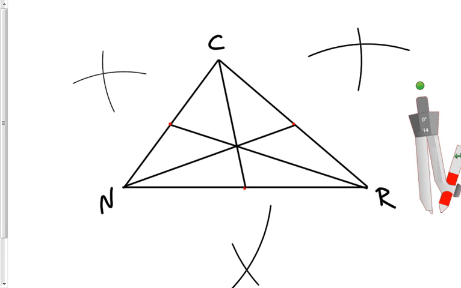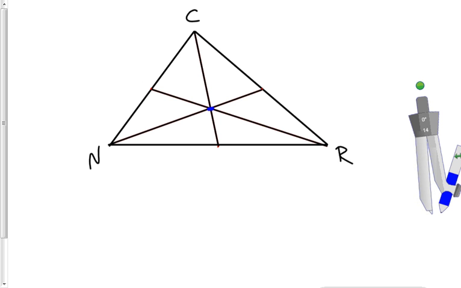And now, look what happens. The three medians intersect at the same point. That's why we define the centroid as a point of concurrency. And the centroid would be this point right here, right? So now what characteristics does that centroid have? Well, let's examine it a little bit.